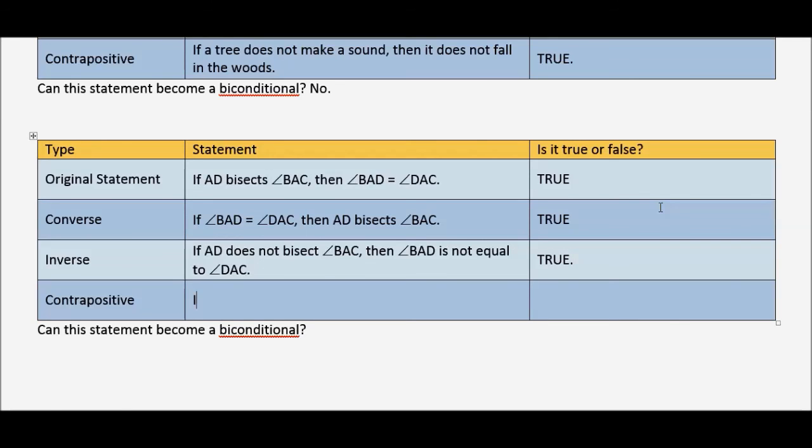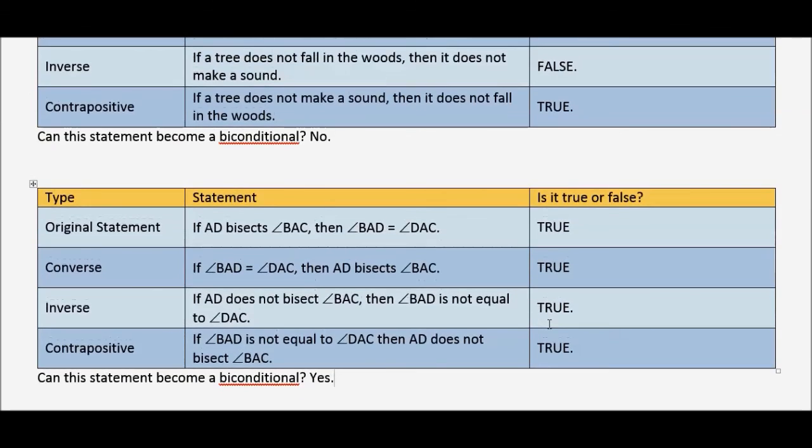Finally, if angle BAD is not equal to angle DAC, then AD does not bisect angle BAC. Also true. And can this be a biconditional? Yes. So there you have it. There's a look at related conditionals, converse, inverse, contrapositive, and biconditional, and how we go about reasoning whether or not they're true or false statements.